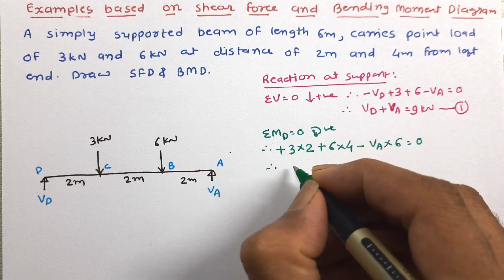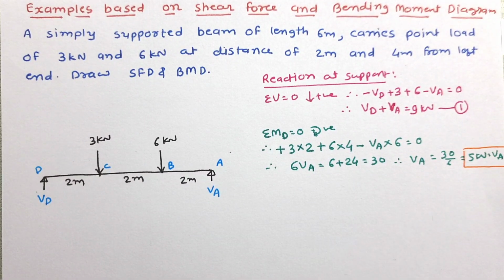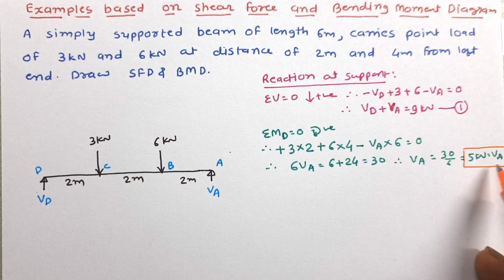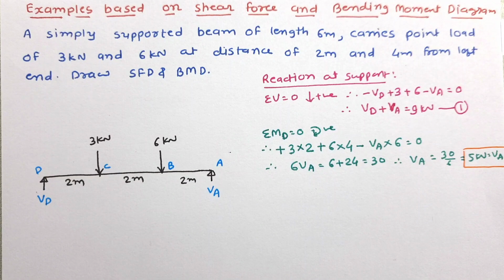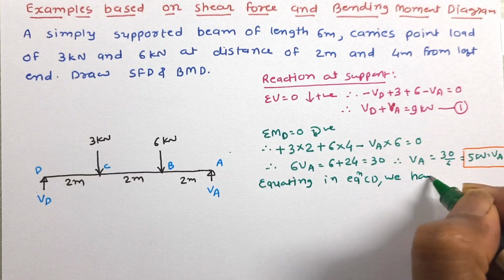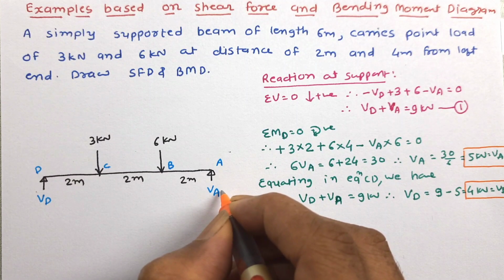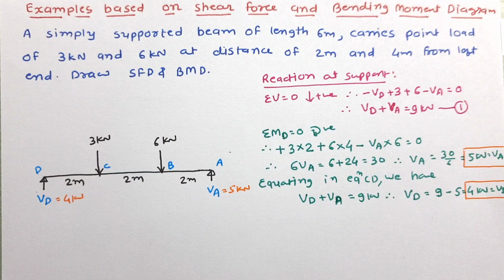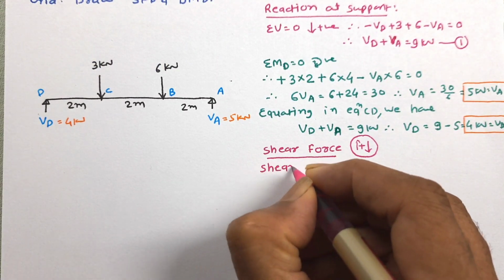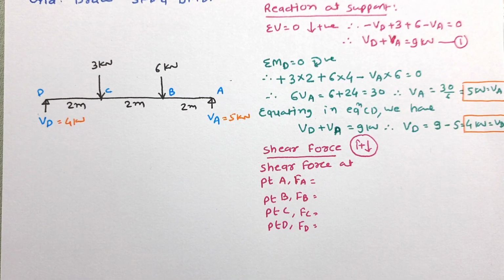So let us simplify it. Simplifying it, we have got Va is equal to 5 kilonewton. So let us work out Vd. On simplifying it, value of Vd we have got, that is 9 kilonewton. So let us write in the figure. Now we can work out shear force at all important points, starting from A to D.